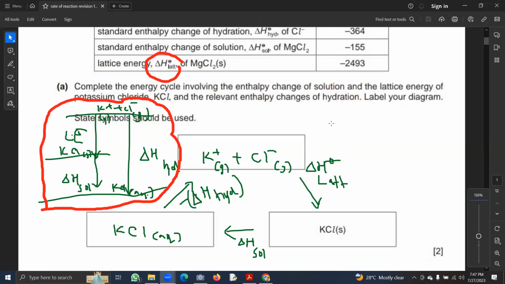Complete the initial enthalpy solution. No, sir, they don't want me to fill that. They're asking for MgCl2. We had to do that.